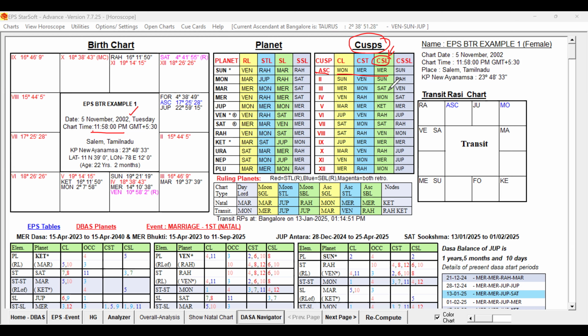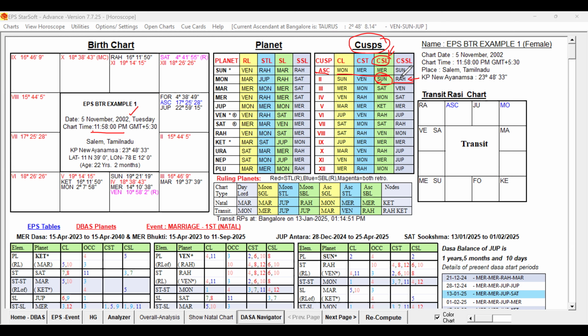Now let us check the necessity of checking the sublord of each house. Look, the ascendant sublord is Mercury. The second cuspal sublord is Sun. So Sun is on the border, in the shorter duration sublords. While you are checking the sublord, look at the cuspal sub-sublord also. What is the necessity of checking the sub-sublord? It is to identify the duration of the sublord. The Sun sublord has sub-sublord Rahu.